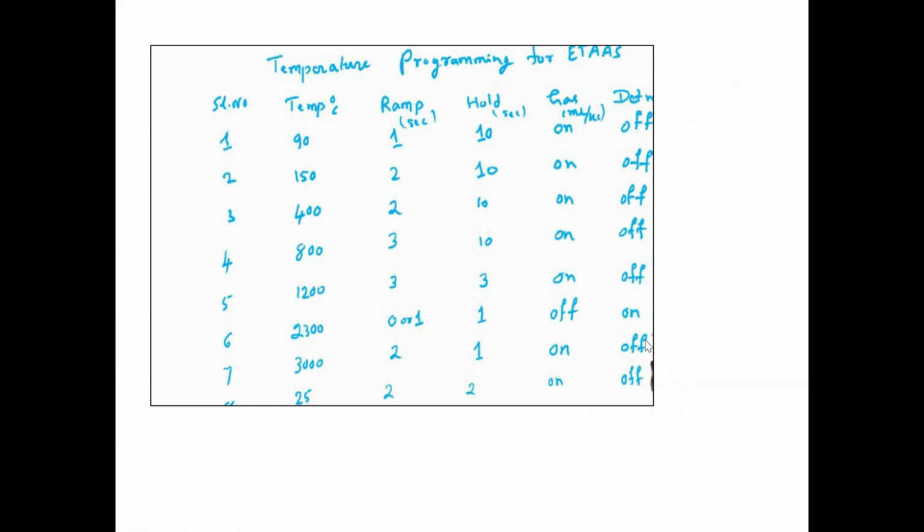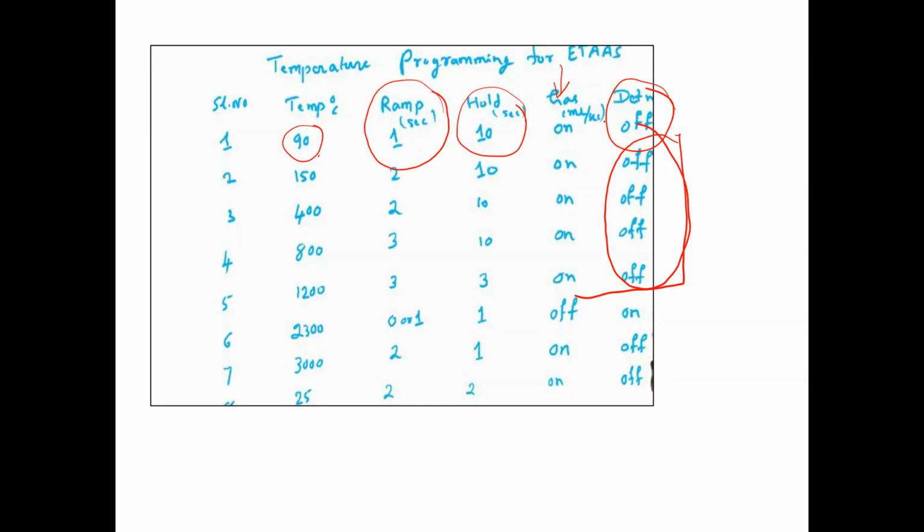Okay, so let me define this programming. This is a temperature programming. Here you can see at 90 degrees Celsius temperature at 1 second, right? And you are holding it for 10 seconds, right? And the determination is off here, but argon gas flow is on. Up to this step, the determination step is off.